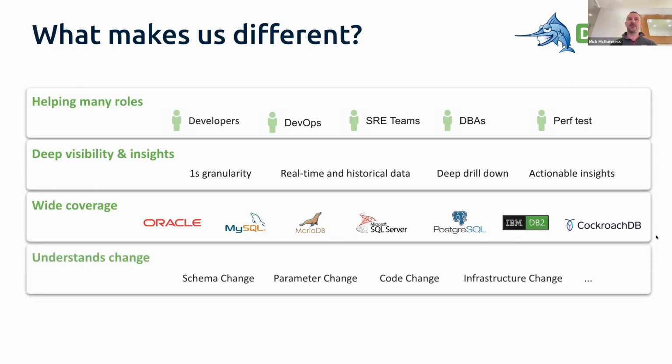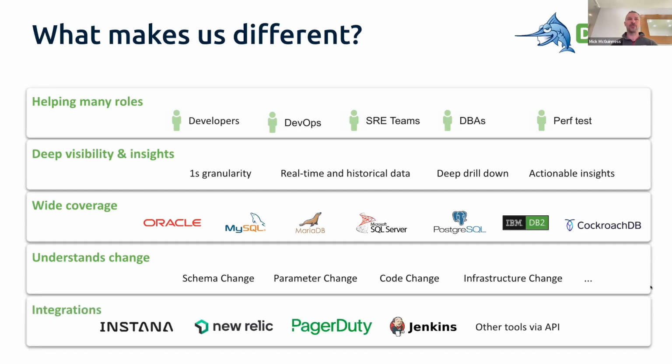But one of the other big differentiators we have is we also pull in change information. So it's not just performance that we're capturing, we're also capturing changes. So we can detect schema changes and parameter changes within the database automatically. And then we can ingest things like code changes and infrastructure changes from other sources of information like CI/CD tools. So these are some of the integration points where we think Rundeck would be useful for us.